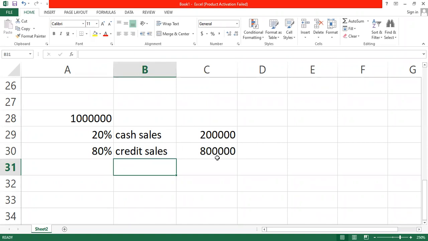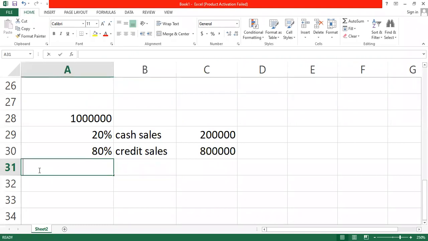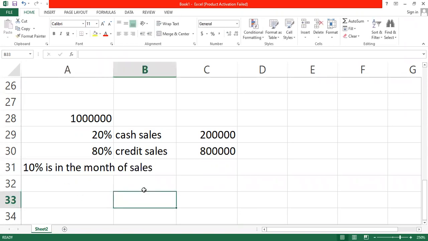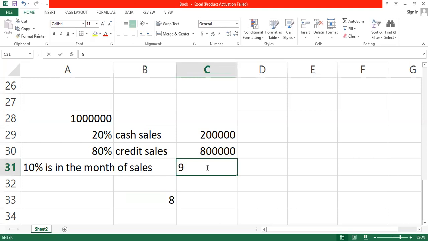So if we sell in January, 10% is in the month of sales. What is the value of the credit sales? 800,000. So 10% of the 800,000 will be received in the month of sales. The month that you are making the sale, you are going to receive 10%, so you are going to receive 80,000 in January.